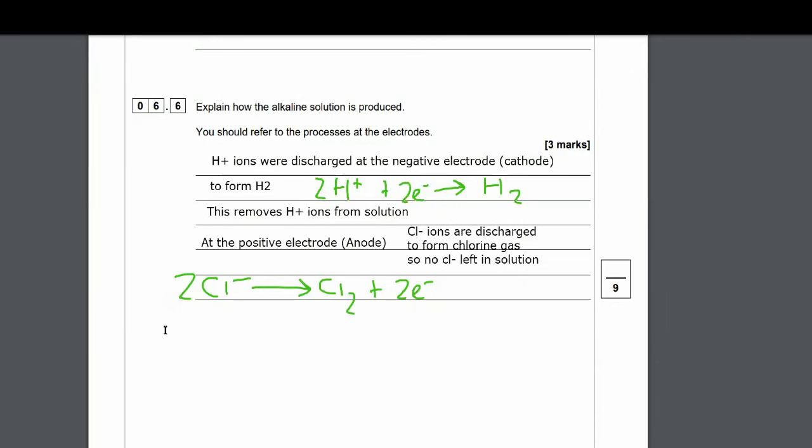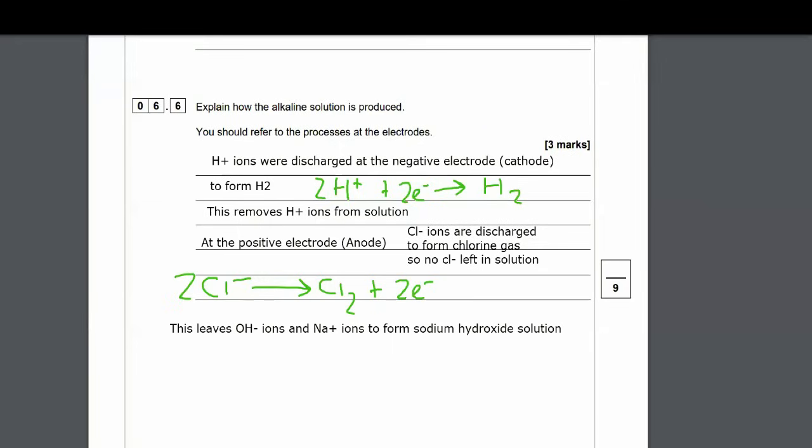And what we want to say is this leaves OH minus ions and Na positive ions, which is sodium ions, to form sodium hydroxide solution. And there we go.